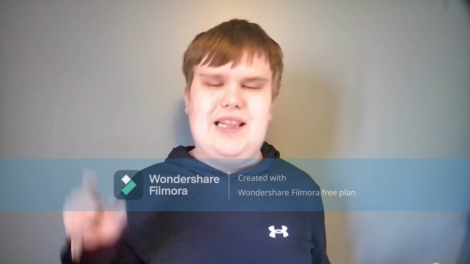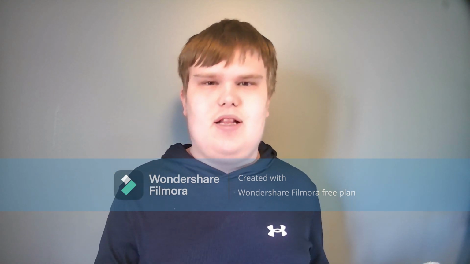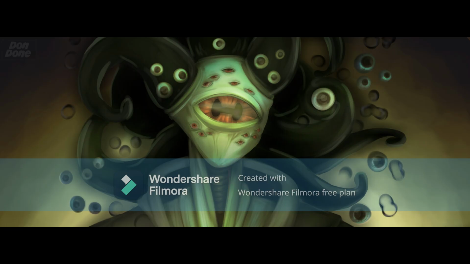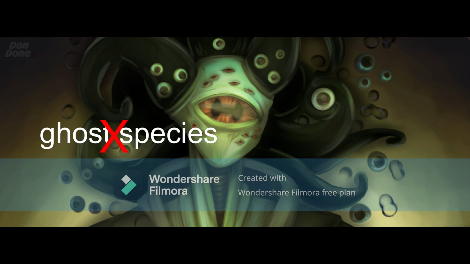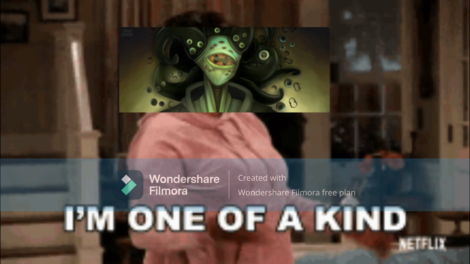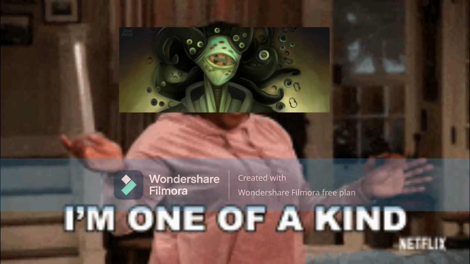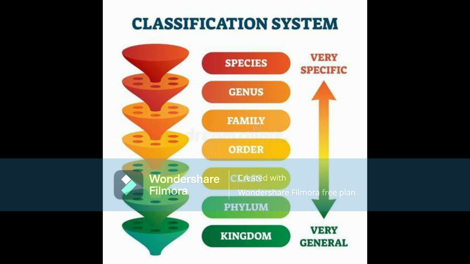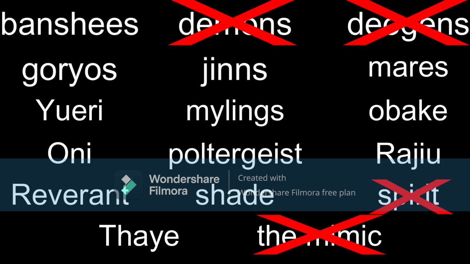Now the rest are a little bit more tricky. Let's start with the Daogon. The Daogon is not a type of ghost, but rather a very specific ghost. It's a singular entity, but we are looking for a type of ghost, not a single ghost. So the search marches on.